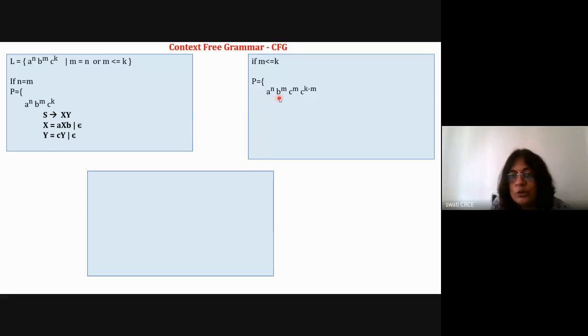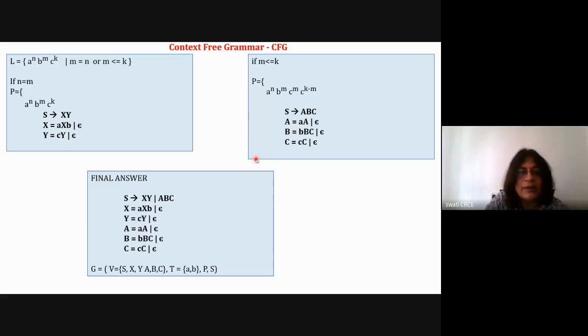And now I can make the groups. So my first group is BC, and here I cannot make a group of A and C. So I will say that my S is equal to ABC. And A will be capital A for A raised to N, then capital B for BC, and capital C for C. And now I can write down the final answer by combining. So S is equal to either XY or ABC, with the rules for X, the rules for Y, and the rules for ABC, and this is the final answer.